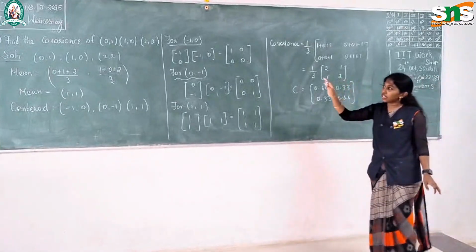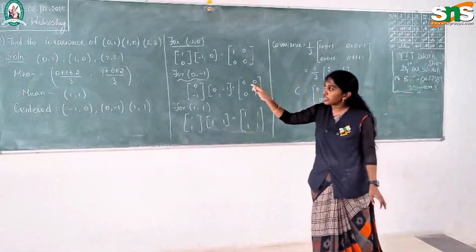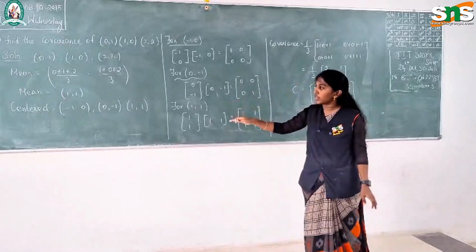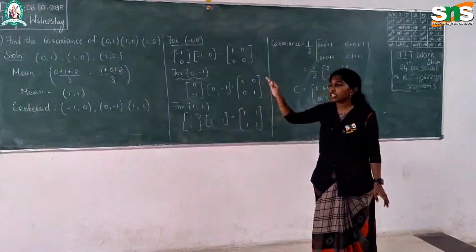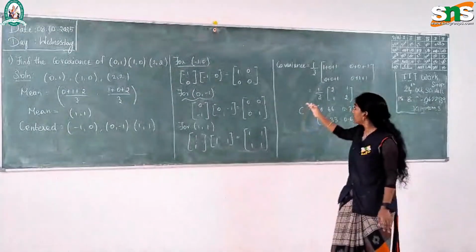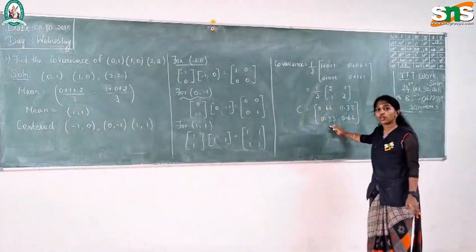Here there are a total of 3 data points given. First we found the mean value. Using that mean value, we defined the centered values. Then for the centered values we defined 3 matrices. Then by summing all 3 matrices we get the covariance value.